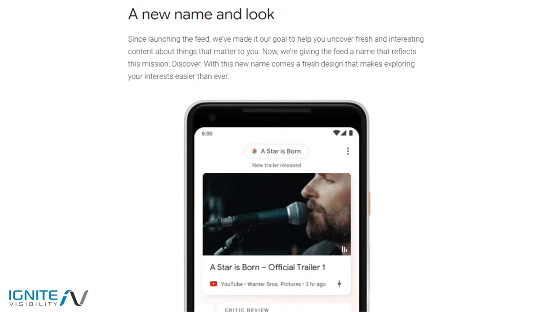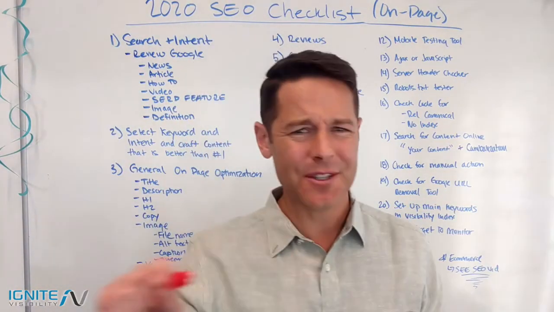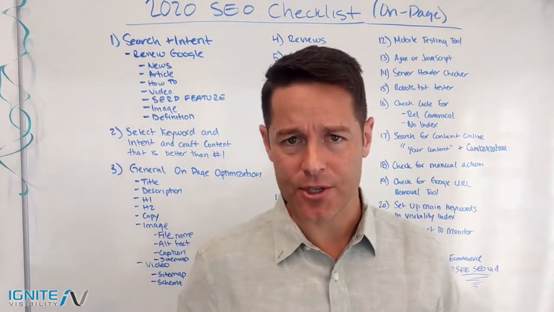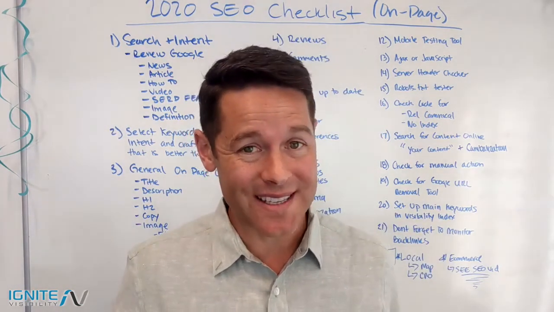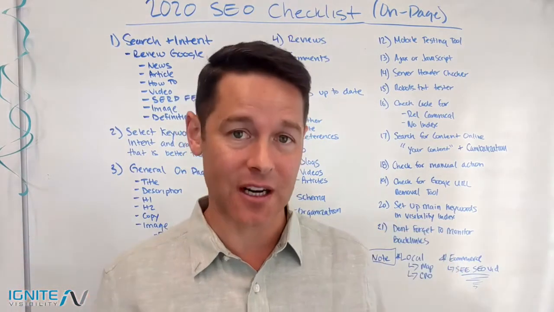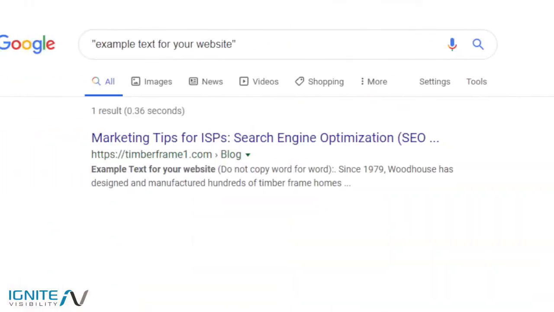Number 17, you want to search for your content online. So this is really, really important. So just grab a little piece of text, right? And then put it in quotes and do a search in Google. And what you might find is a bunch of people have stolen your content. So especially if your page of content is not ranking as well anymore and you do a search and you see it's been stolen, that could be one reason why it's not.